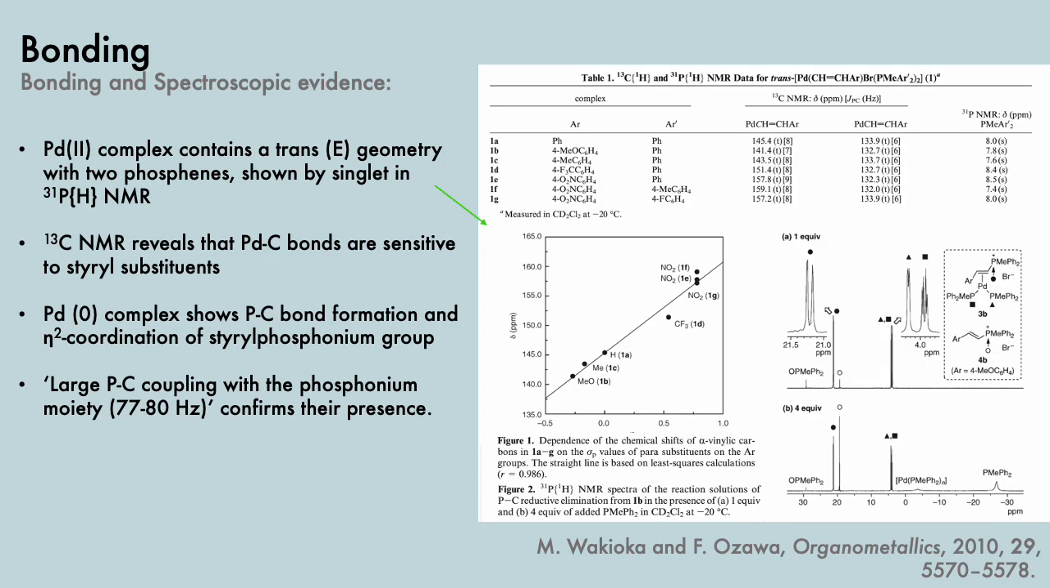Here is the bonding and spectroscopic evidence. Not all of these use the figure on the right. Palladium(II) complexes contain a trans geometry with two phosphines. This is shown by a singlet in the proton-decoupled 31P NMR. 13C NMR reveals that the palladium-carbon bonds are sensitive to styryl substituents. Palladium(0) complexes are shown by PC bond formation and the η2 coordination of styrylphosphonium groups. Large PC coupling with the phosphonium moiety, 77 to 80 Hz, confirms their presence.